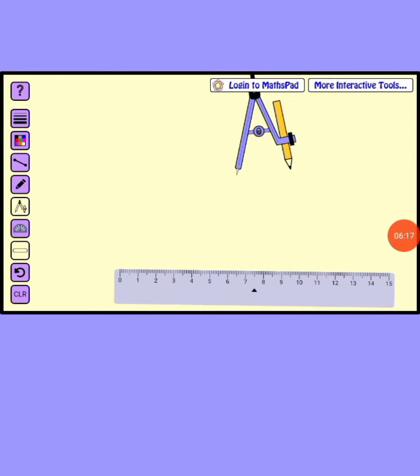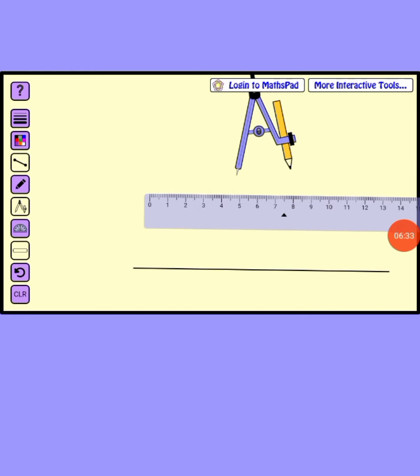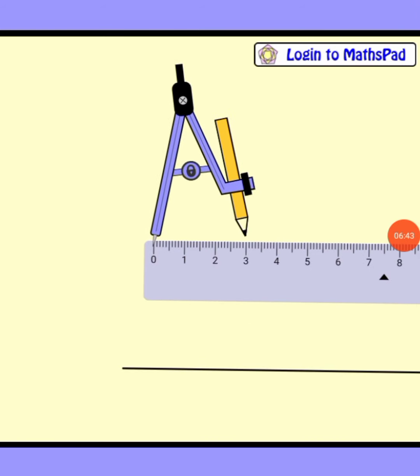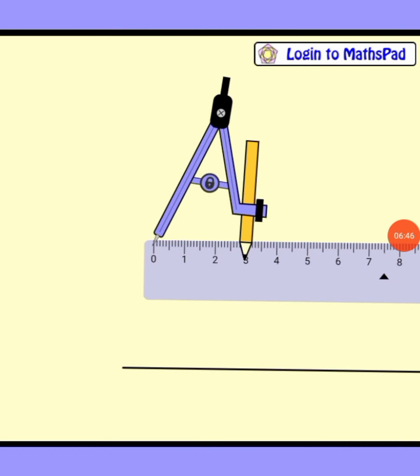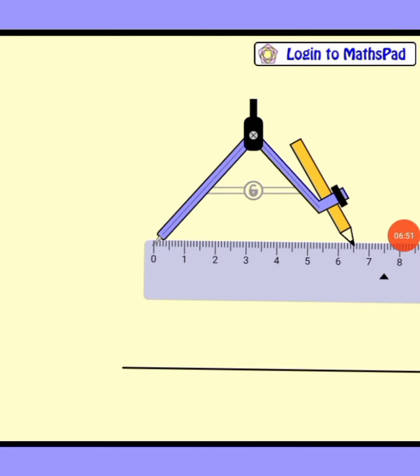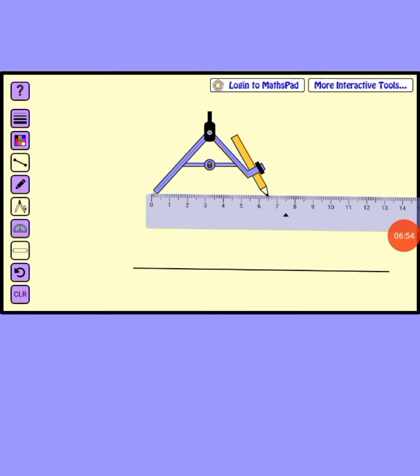Okay, so here again we are going to draw a line of any measurement. Once I draw a line, I will mark a point, and once I mark a point, I will be taking 6.5. So I bring the compass. So 0 here, and I am going to take 6.5. This is the measurement that I am going to take.